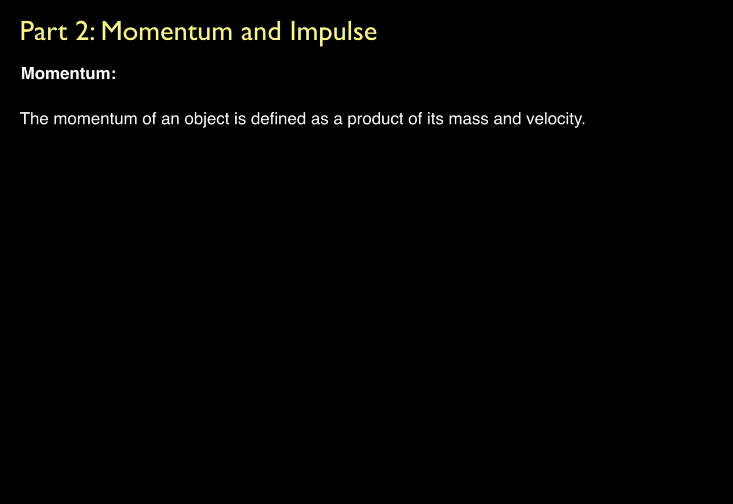Next, we're going to look at 2 fundamental concepts for this unit, momentum and impulse. Momentum is defined as the product of an object's mass and velocity. Mass is given in kilograms with the symbol m, and velocity is given in meters per second with the symbol v. Don't confuse the m as in mass with the m as in meters. One is a symbol, the other is a unit.